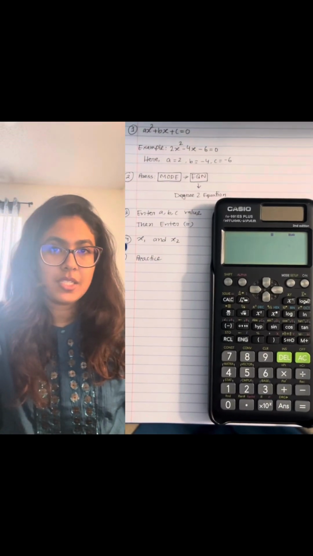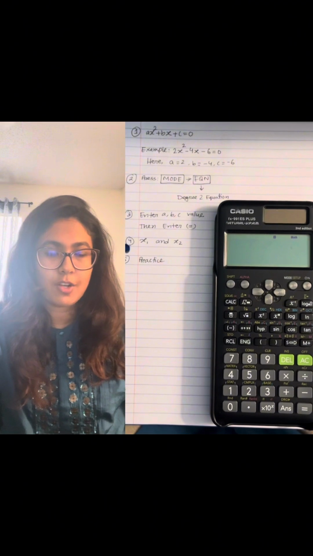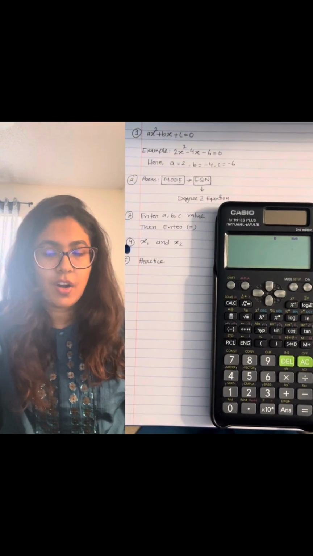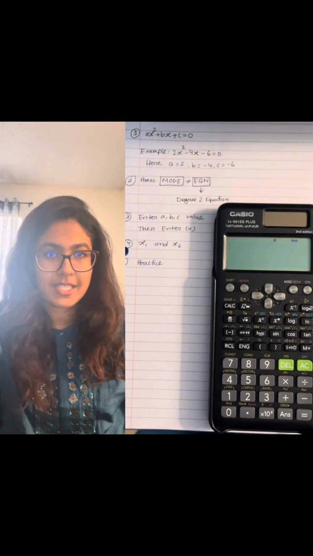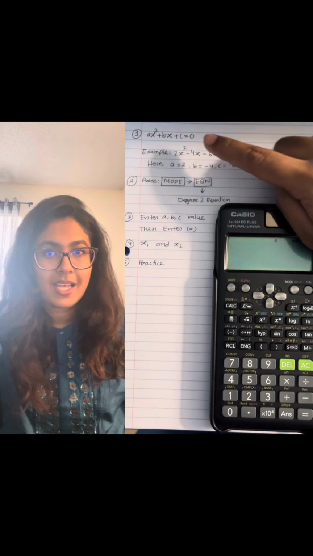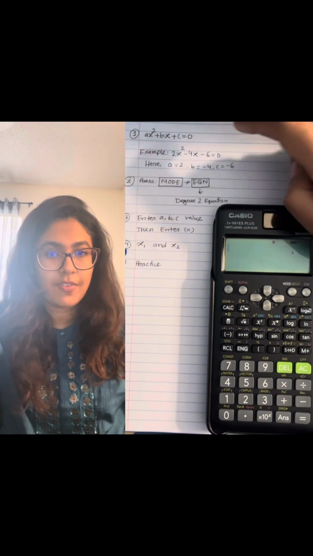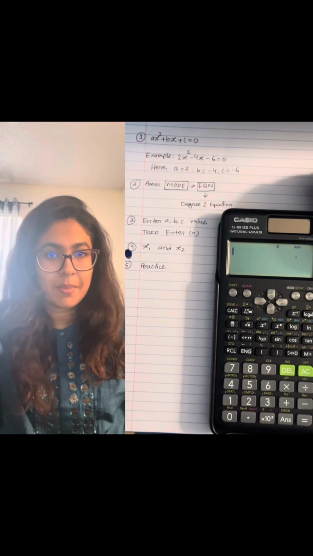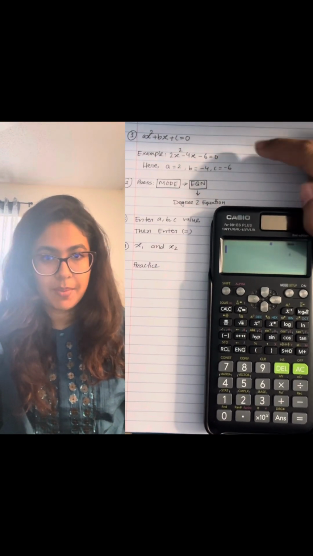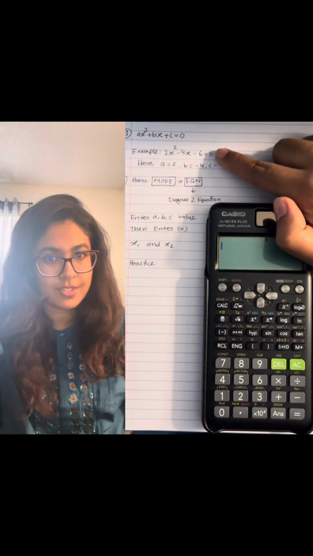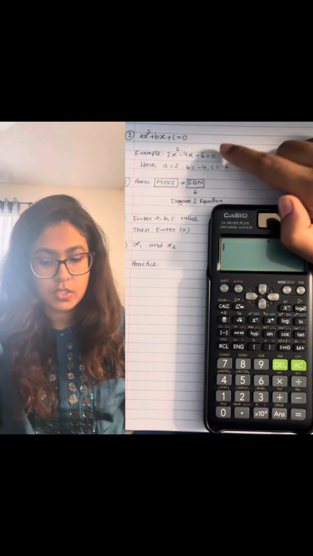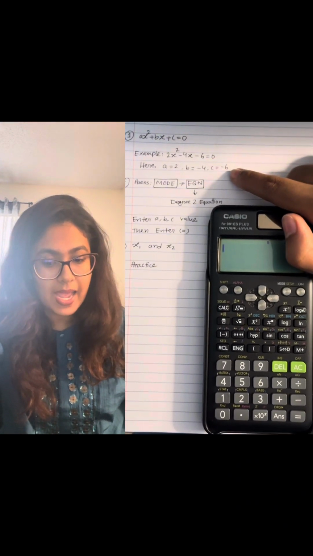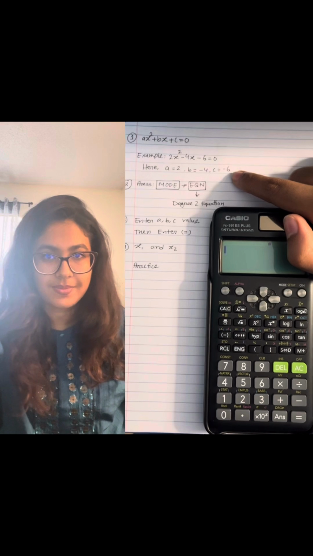The main point is to understand the structure of a quadratic equation. The standard form is ax squared plus bx plus c equals 0. Now identify the values of a, b, c correctly from the equation. Here our example is 2x squared minus 4x minus 6 equals 0. Here a will be 2, b will be minus 4, and c will be minus 6.